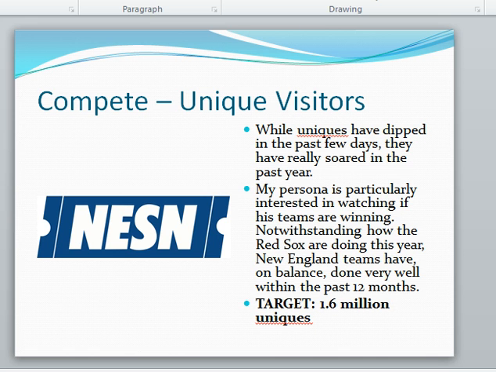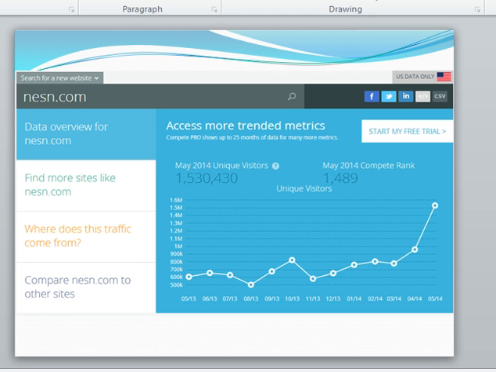What would my target be if I was NESN? I would say probably 1.6 million unique visitors, and according to Compete, they're almost there. That bar at the top is 1.6 million, and they are just under it. Are they going to get there? Probably. And how can they get there faster? Well, if the teams keep winning and if they do better, or if there's some sort of a major scandal, something that NESN is covering really well, yeah, they're going to get there.